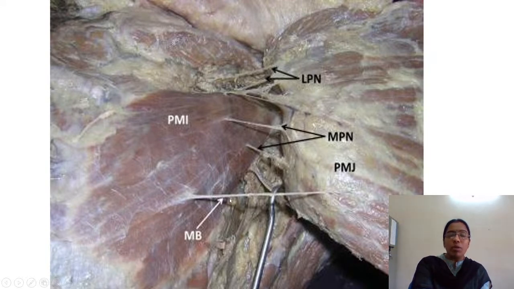When you see the lower border, here is the pectoralis major muscle, and you get the lateral thoracic vessel coming at the lower border. So at the lower border you will get the thoracic vessel, but at the upper border you see the lateral pectoral nerve.